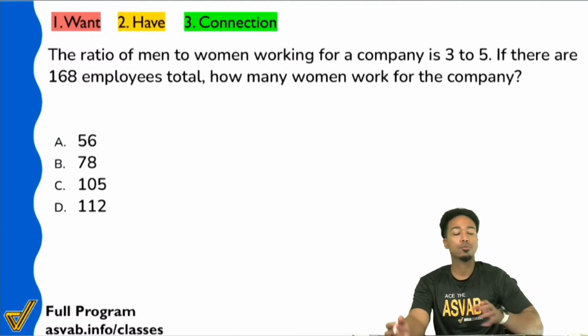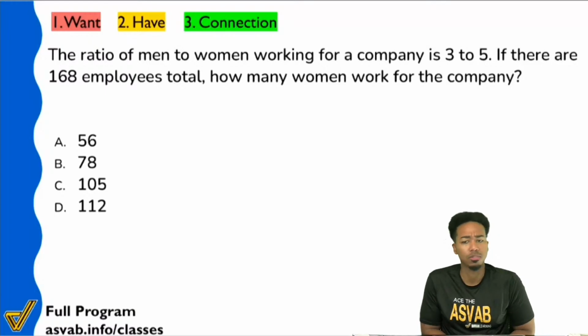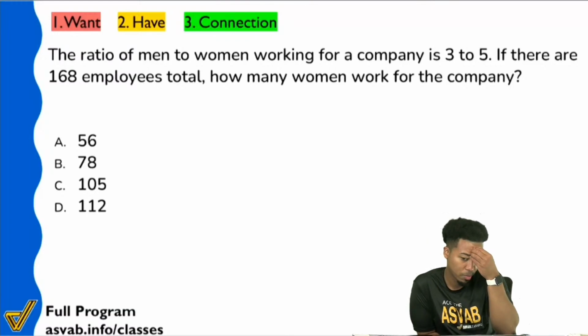So first things first, my party people, when we read the question, when we're trying to figure out what it is that we want to find, hit me. What's the one word or phrase that'll tell you what you're looking for? What'd you get? What are you looking for? Okay, some people are saying total. Some people are saying how many women. Which one is it? What's the consensus?